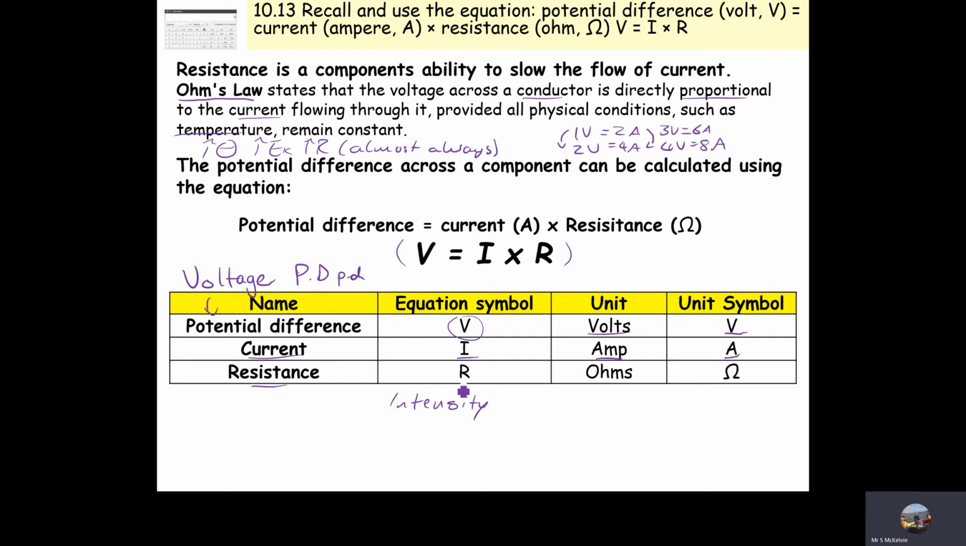Resistance, symbol for that is R. The unit is ohm, and its unit symbol is an omega. So it's like a horseshoe. It doesn't really matter how you write it, as long as it's got this vague shape.